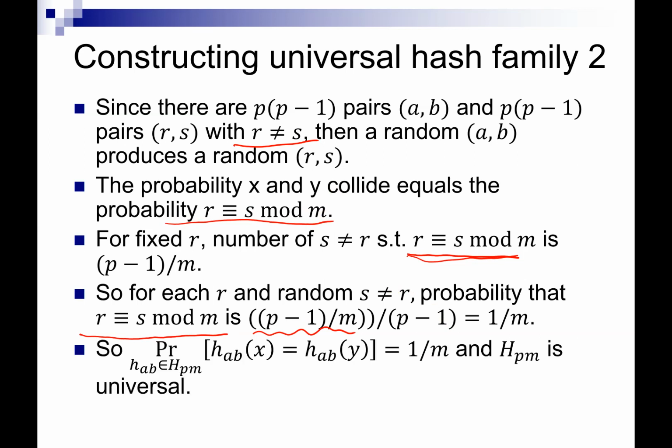So therefore, for any keys X and Y, if you pick a random H sub AB out of this hash family, then they collide with 1 over M probability. And this shows that this hash family here is universal.